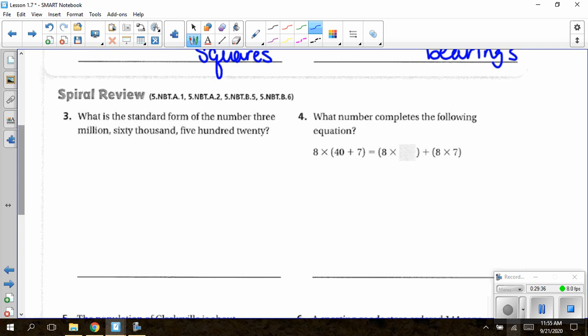For number 4, what number completes the following equation? Notice we do have a multiplication sign outside the parentheses with an addition sign inside the parentheses. This does mean that this is the distributive property. So remember, you do need to have on the one set of parentheses the 8 being multiplied to the 40, and in the second set of parentheses the 8 being multiplied to the 7.